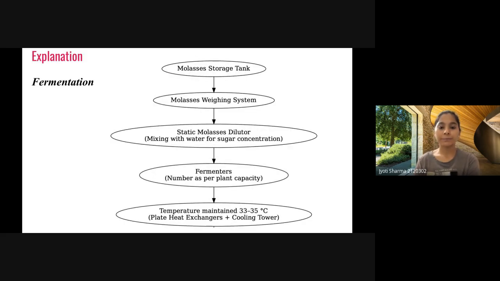So just see here, we have molasses that is stored in the storage tank. We will weigh that molasses. Then we have the static molasses diluter that mixes the sugar concentration with water to make a specific concentration, and then we will have the fermenter, right? And this plate heat exchanger is used to maintain the temperature, but not to maintain the concentration.